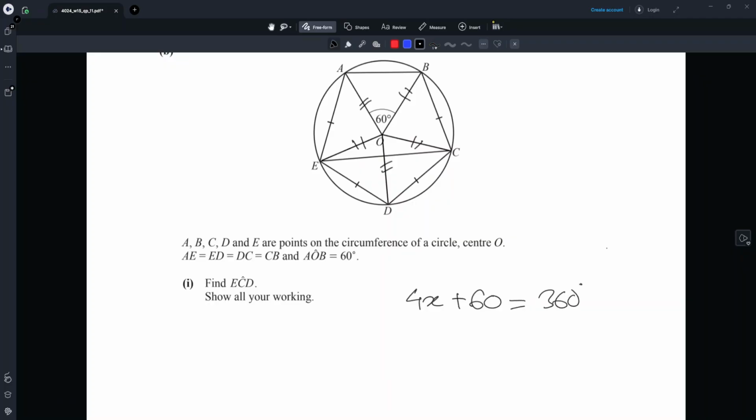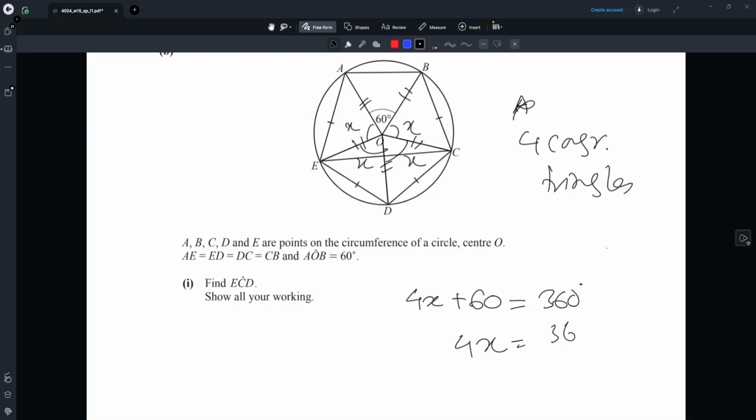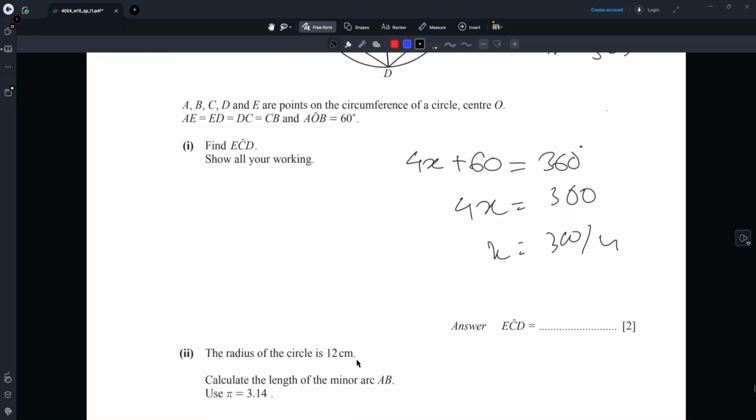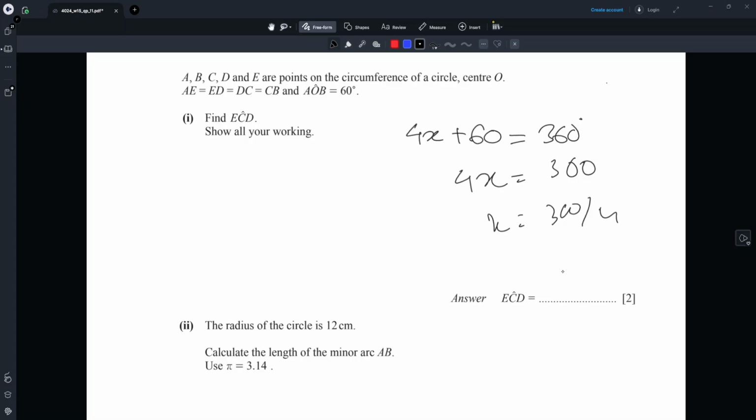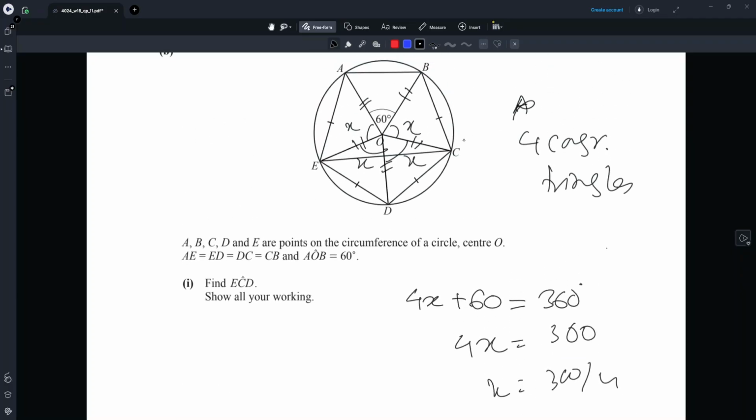And also it says to show all your working, which means that I need to at least make a mention of things. Because we have 4 congruent triangles, then we have these x's here. I have to at least show this much. And then we have here 4x equals 300, so x equals 300 by 4, which is 75. This is EOD. I want ECD, which means this angle.